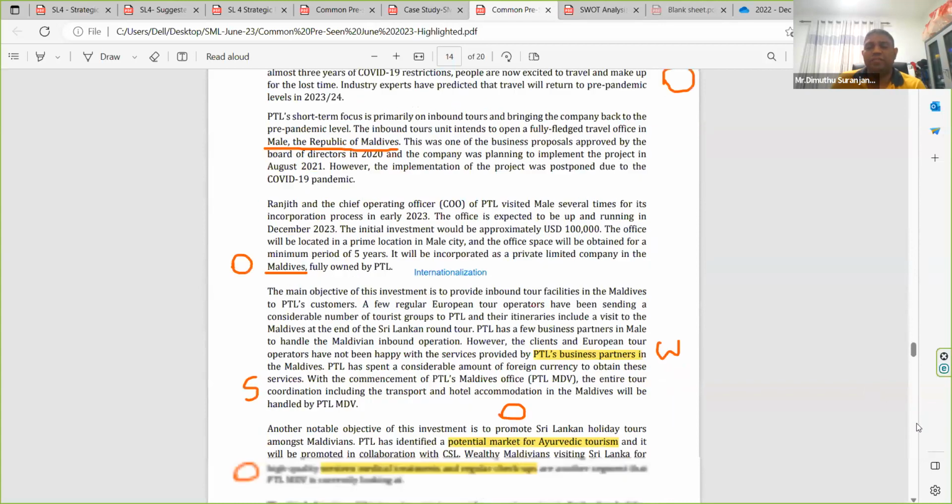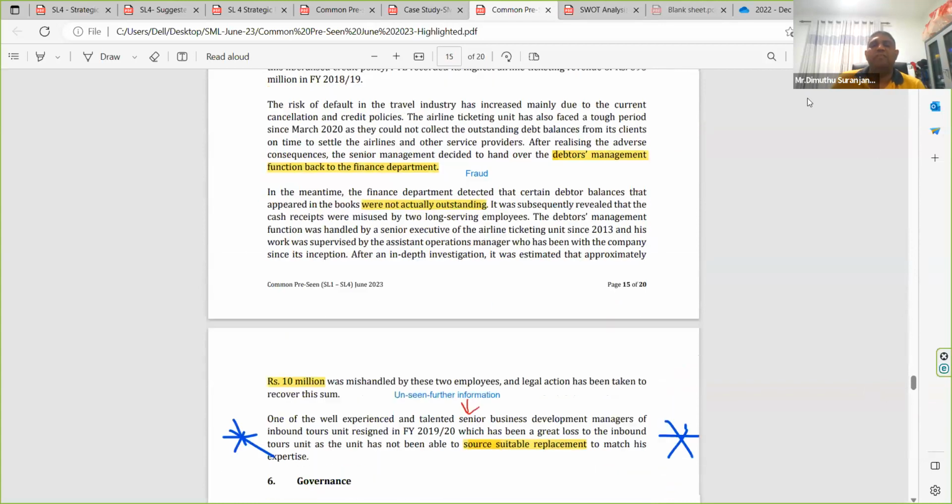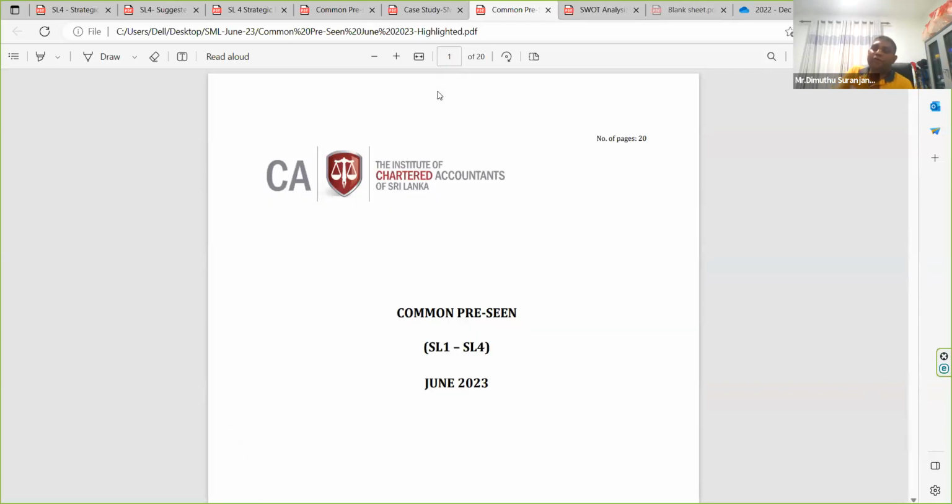So the 3 companies are separately given. So work with the pre-seen, guys. Then you can get more marks.